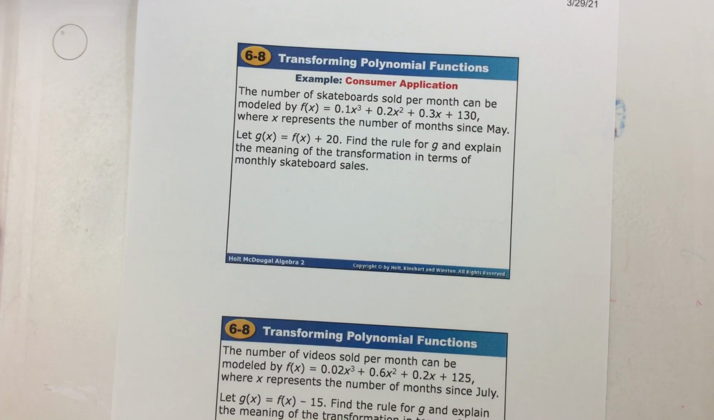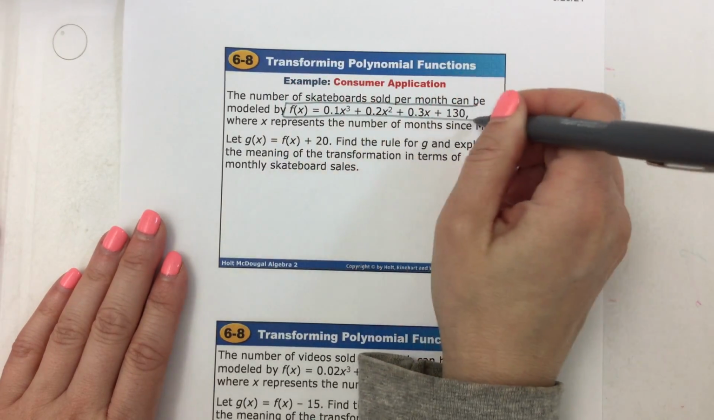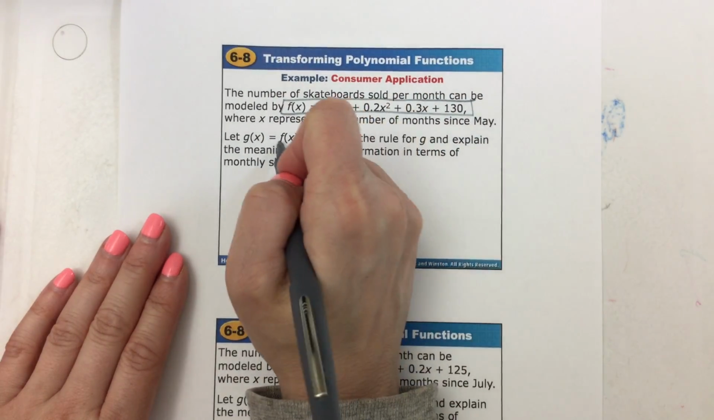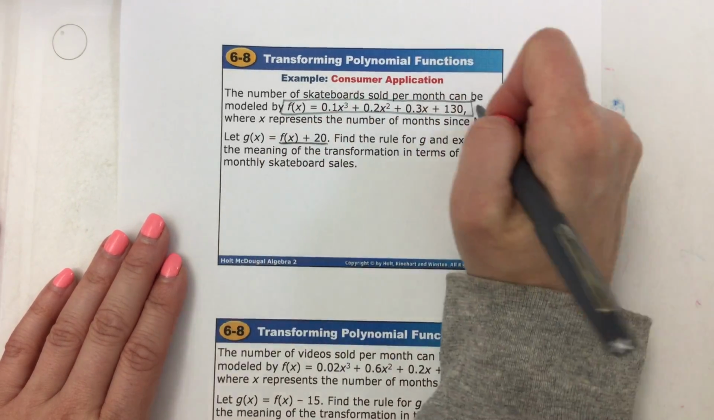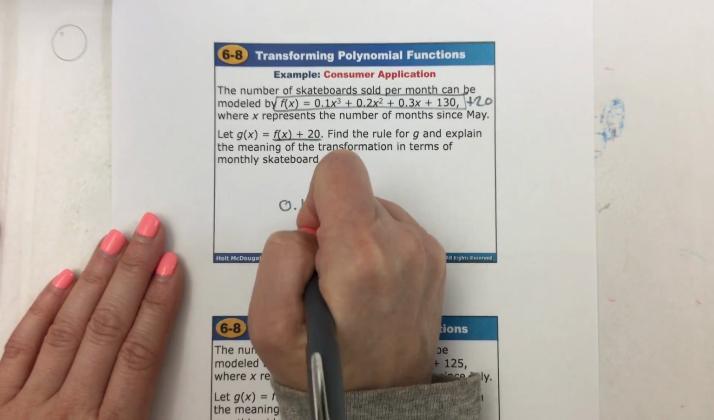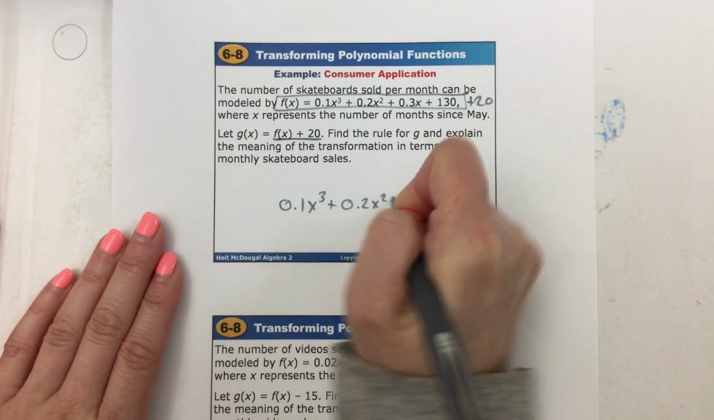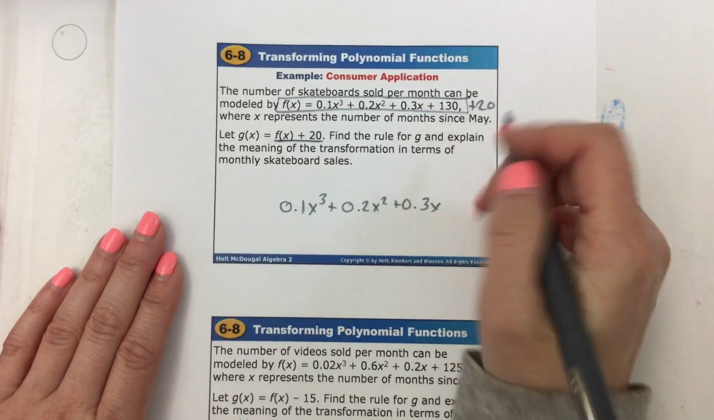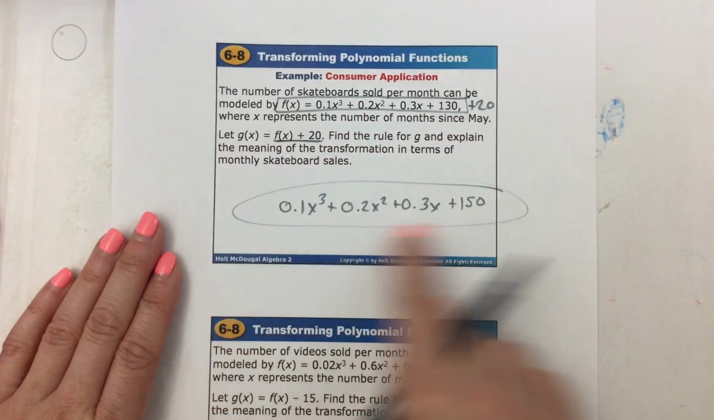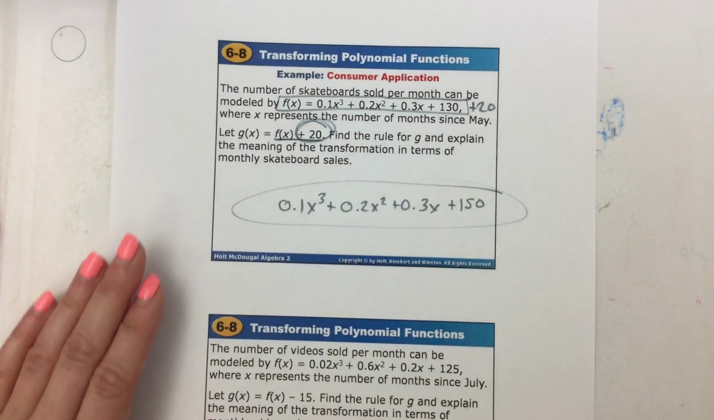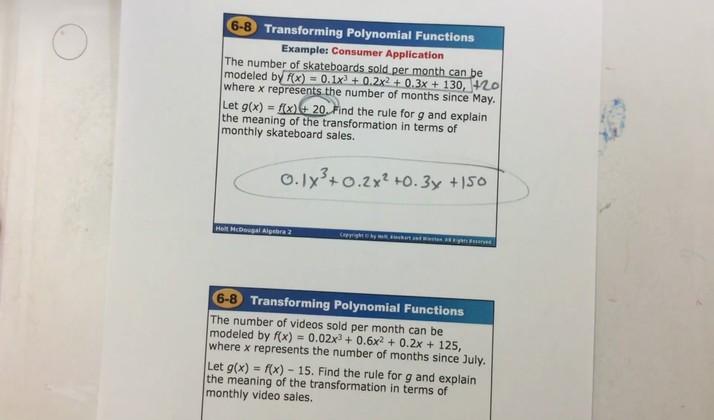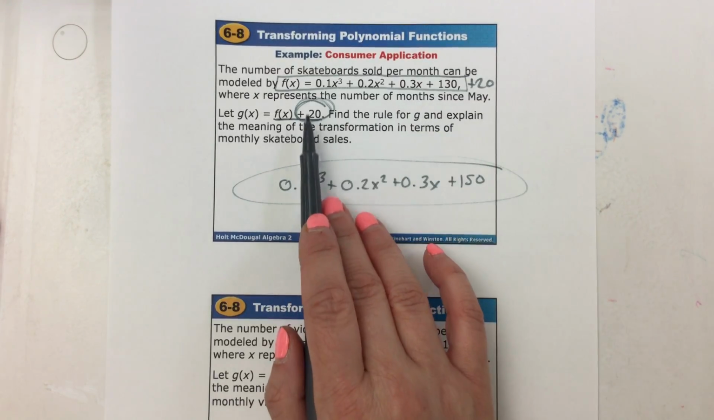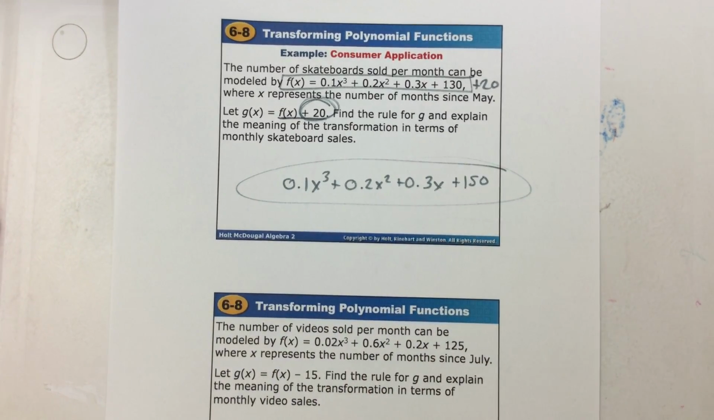The last thing, the number of skateboards sold per month can be modeled by this function. This is the number of skateboards sold per month. If they want us to apply this transformation, notice it says keep this function the way it is, just add 20. So our new function would be everything the same except for the 130 plus 20 is now 150. And what does it mean? I added 20. So I sold 20 more skateboards during the month since May. So this is how many per month. After May, you started selling 20 more skateboards per month.